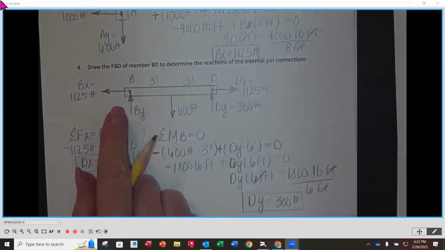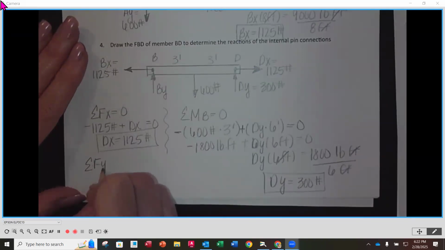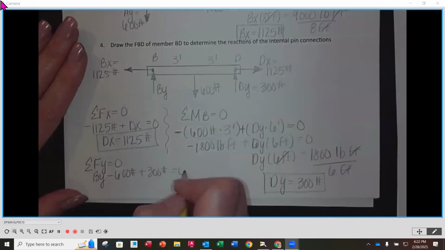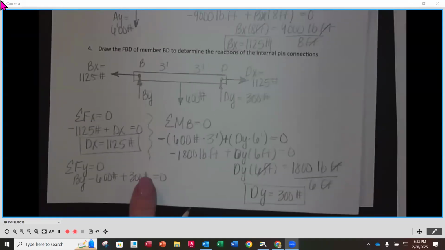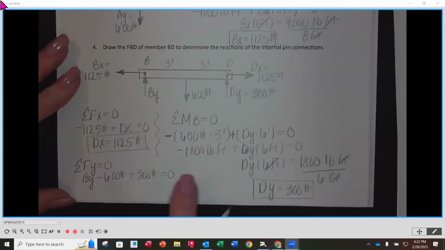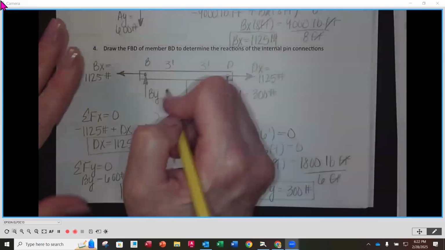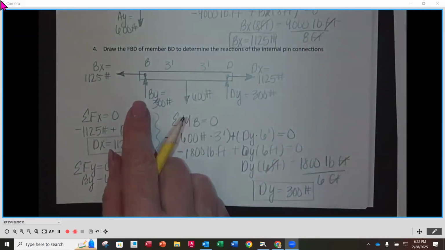So to get our B value, I'm going to scooch it in here, sum our forces in the y direction equal to 0. So now we've got By minus 600 pounds plus 300 pounds is equal to 0. If we have negative 600 plus 300 on this side, this is going to be negative 300 here. So we're going to move it to the other side. By is equal to 300 pounds. Okay, and it's a positive value. So that means that the direction we assumed was correct.